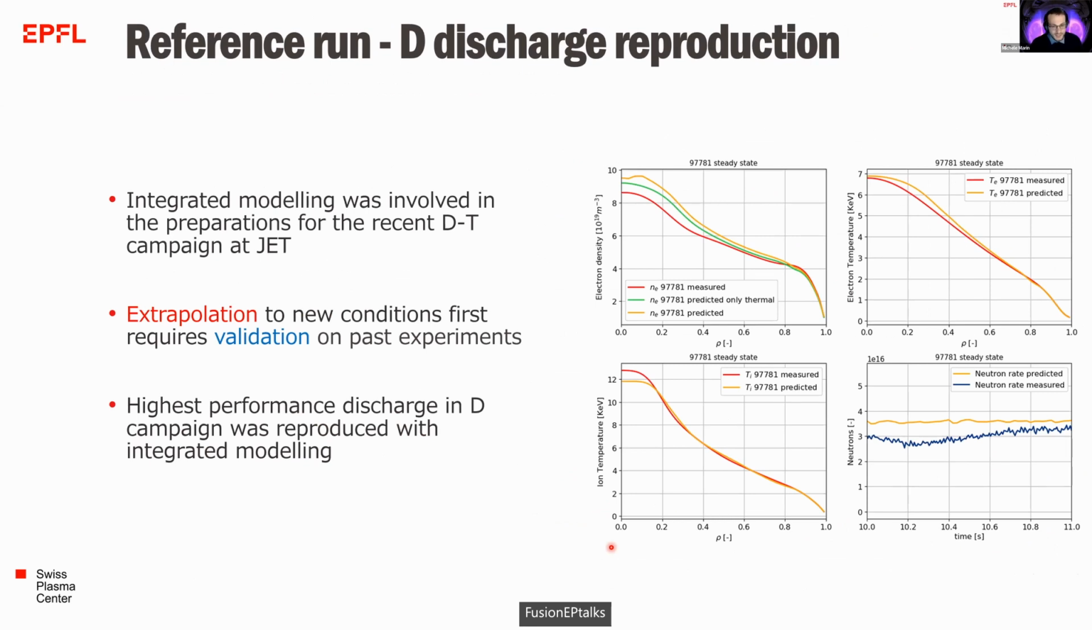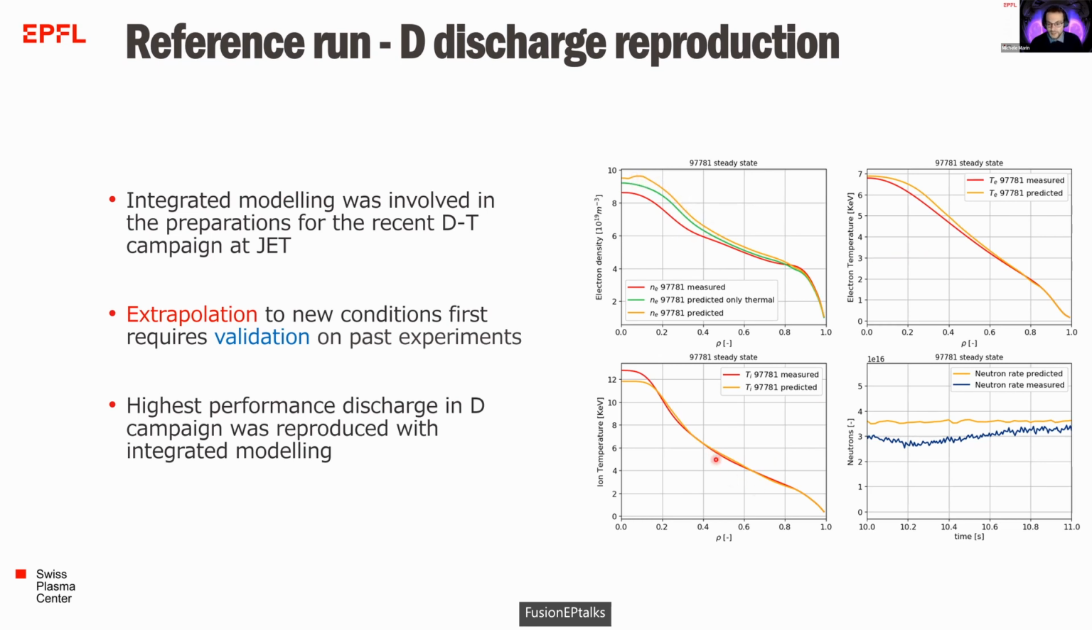Then my last example would be that integrated modeling was also used as part of the preparation work for the recent DT campaign that happened at JET. The idea there was to try to predict how the experiment in DT would look. So first, you need to be able to show that you can reproduce current experiments. We took an experiment, the top discharge in deuterium, and you can see the experimental data here in red. Then we used integrated modeling to try to reproduce that particular discharge, and these are the orange lines.